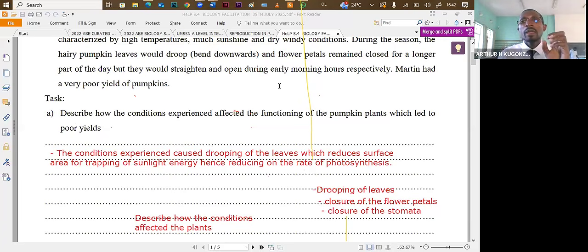So I'm going to give you about 2 minutes. Look at the scenario, look at the task, look at how I have developed my response, and then use that skill to be able to explain these ones here.